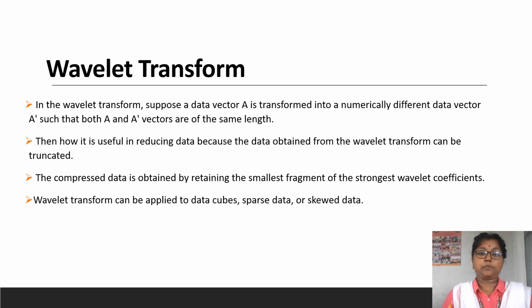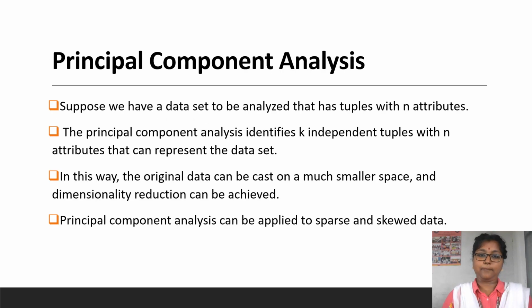In the wavelet transform, suppose a data vector A is transformed into a numerically different data vector A bar, such that both A and A bar are vectors of the same length. How is this useful for reducing the data? Because the data obtained from the wavelet transform can be truncated. The compressed data is obtained by retaining the smallest fraction of the strongest wavelet coefficients. Wavelet transform can be applied to the data cube, sparse data, or skewed data.